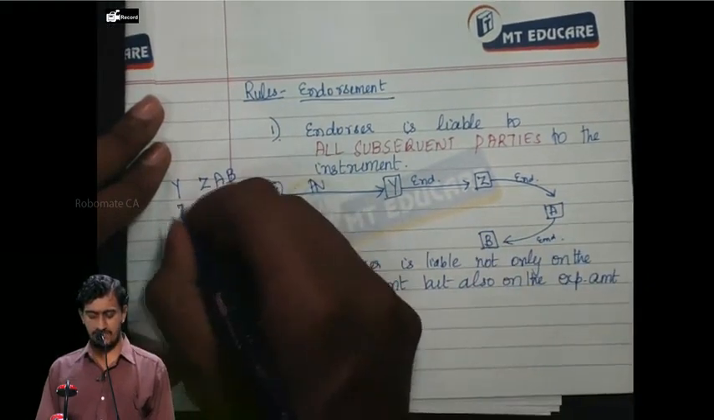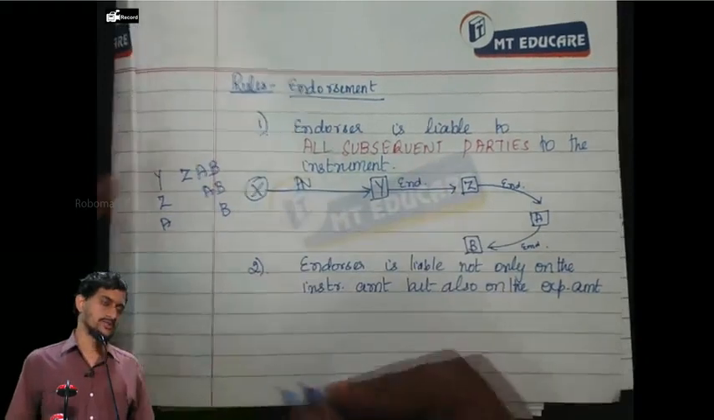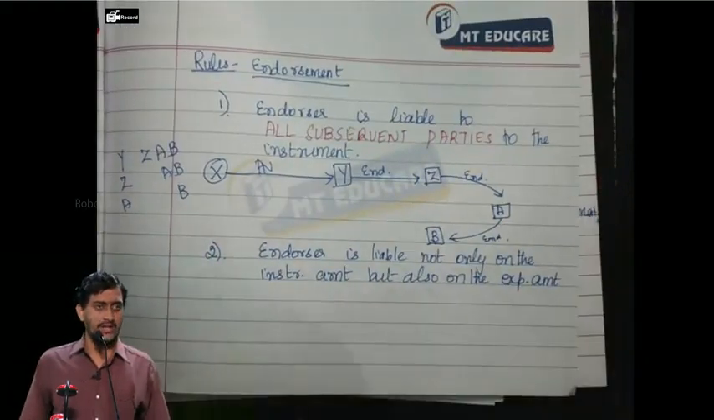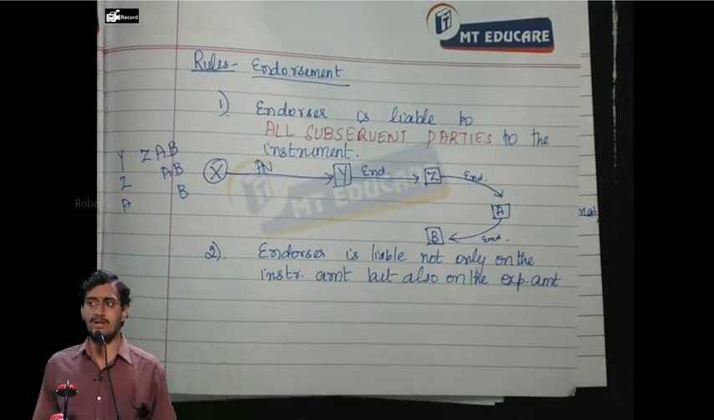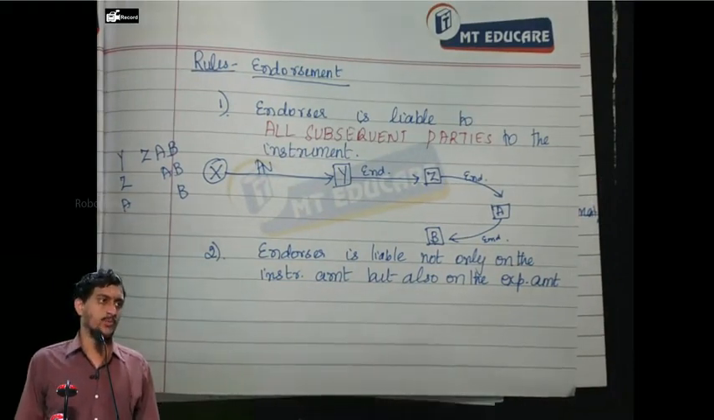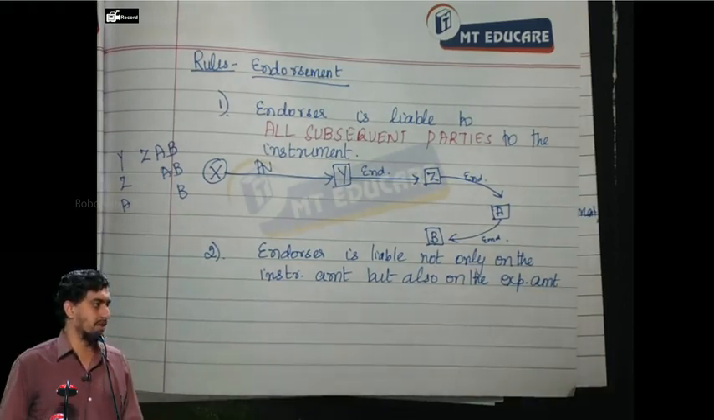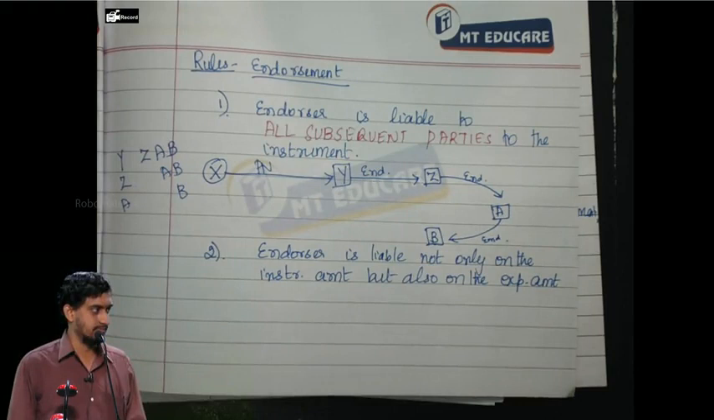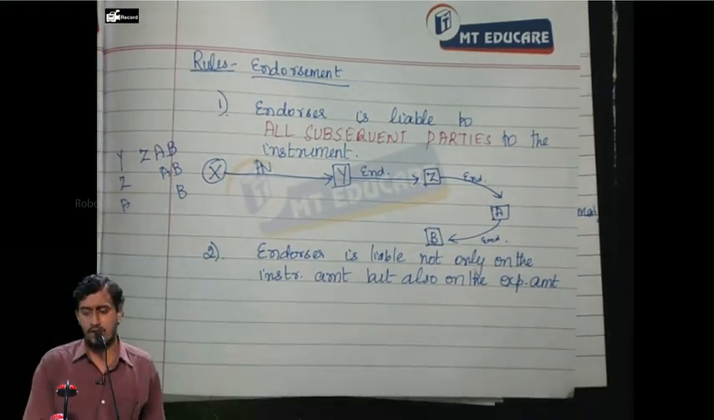Z is liable to whom? A is liable to whom? When you are going to endorse an instrument, the endorser is liable to all the subsequent parties. Tomorrow if the instrument gets dishonored, whose heads will go for a sixer? All the endorsers' heads will go for a sixer. Yes or not? Yes, sir.